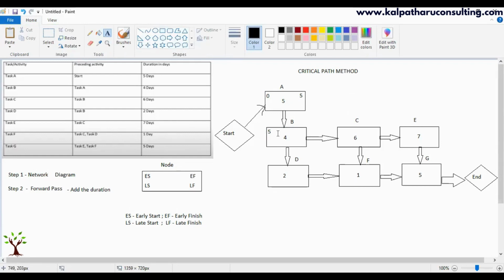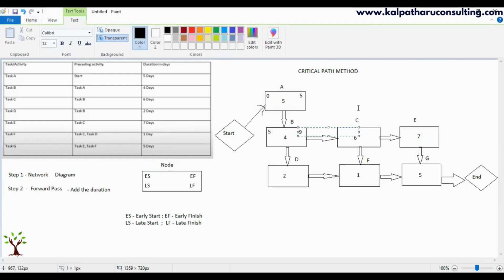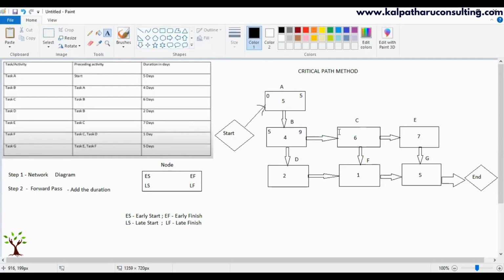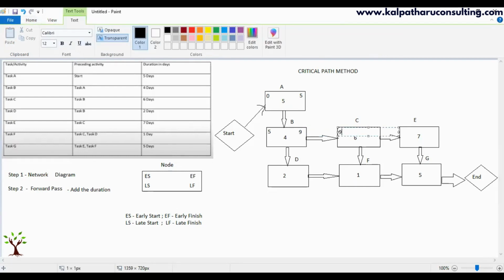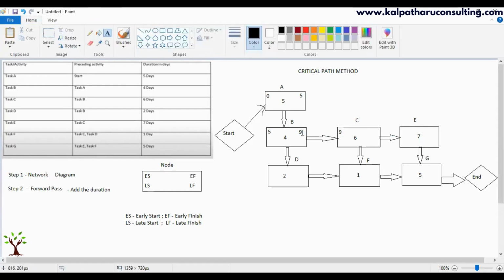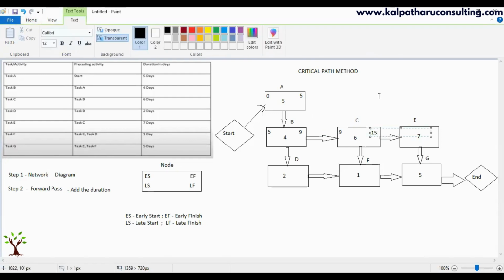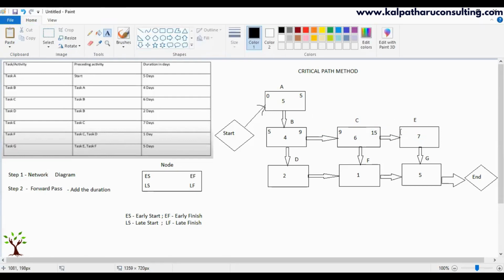Now we add the duration. So 5 plus 4 is 9. And after B, C. When are we going to start C? After 9. So the same 9, we are going to enter it here. 9 plus 6 is 15. So C ends on the 15th day. Then let us come to D.